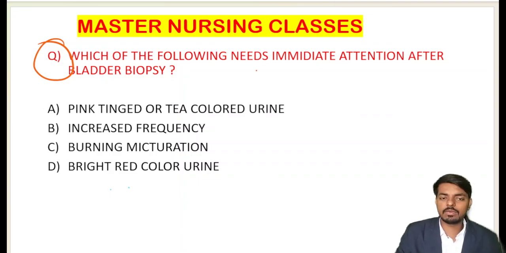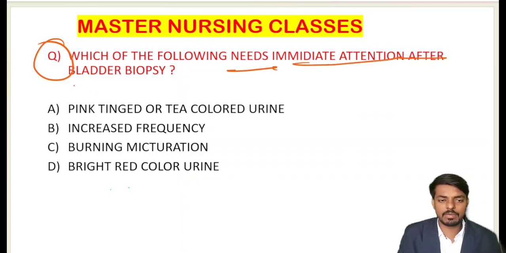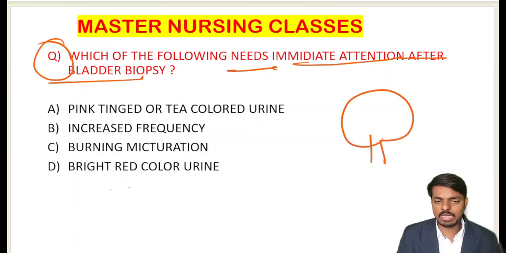Which of the following needs immediate attention after a bladder biopsy? Students, in case of any cancer of the bladder, or painless hematuria, which is the classical sign of a kidney tumor, in order to confirm the bladder cancer we need to take a biopsy from the bladder, which is very important. So after taking the biopsy, which of the following options requires immediate attention?